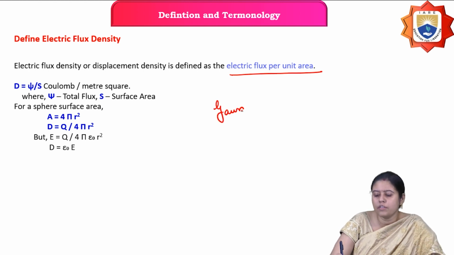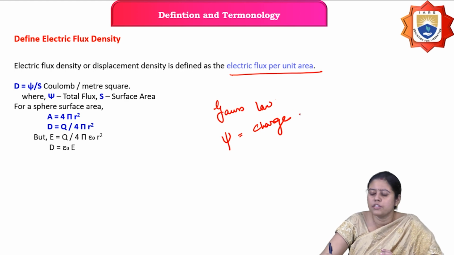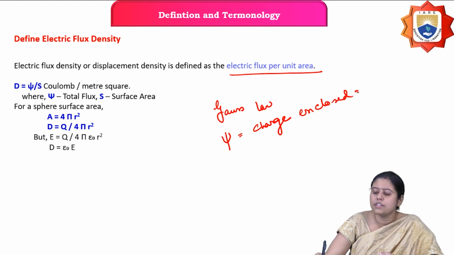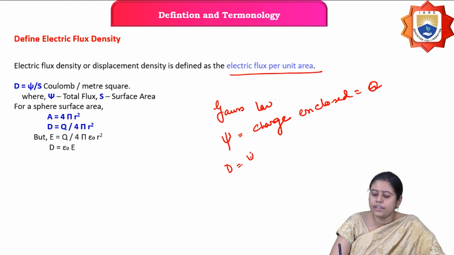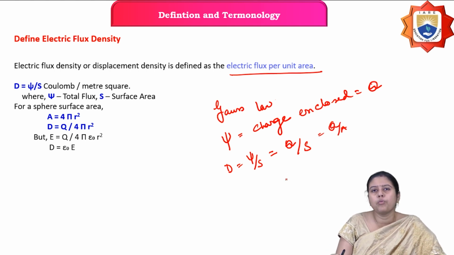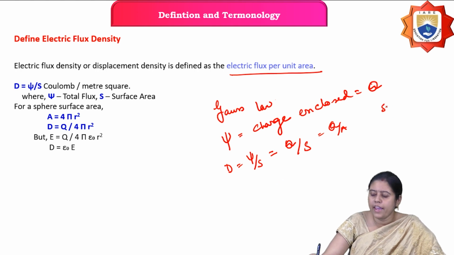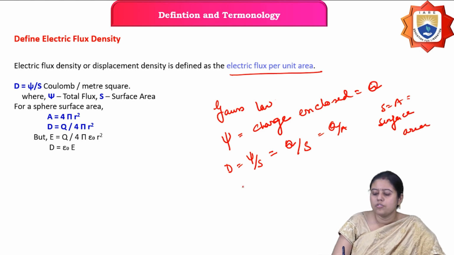Actually, from the Gauss law, we can write psi is equal to the number of electric lines of force, which is equal to the charge enclosed, which is Q. So psi is equal to Q. In D is equal to psi by S, we can write Q by S or Q by A. A and S both are the surface area. So what is this? Q by 4 pi r square.